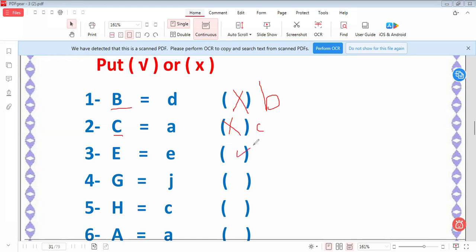Here is E capital. Yes, this is correct. Here we have G capital written like this, so it's wrong. So here is H capital, so it's wrong. A capital, it's right. So here it's right. Okay. I answered 6 of them, and I think now we know how to answer this exercise. I will leave the rest for you to do by yourself as homework. Let's go to another one.